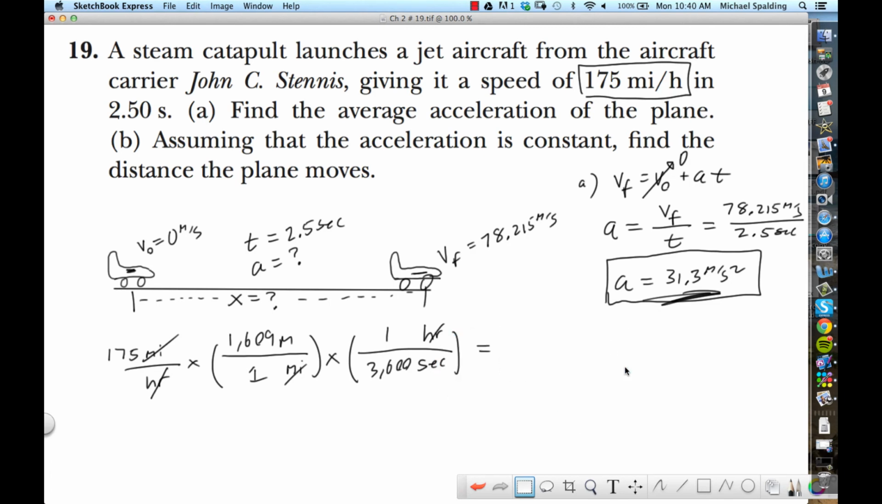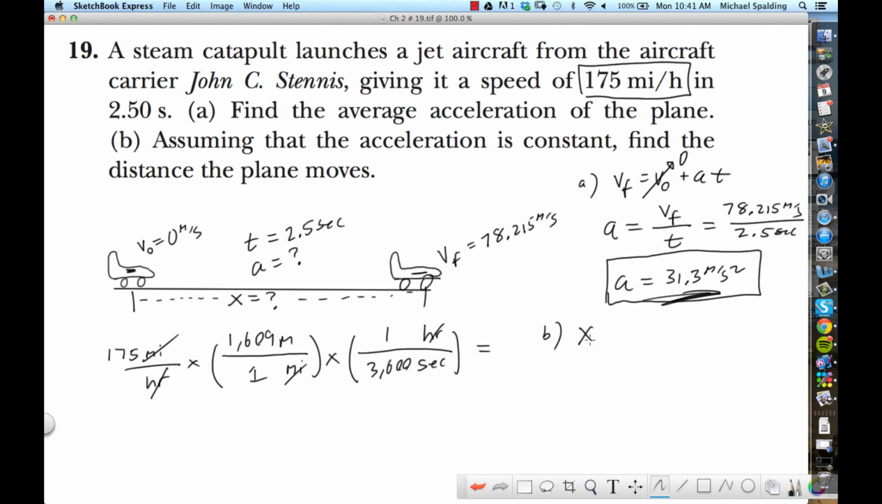Okay, B, the distance the plane moves. Here, distance is the same as displacement. Why is distance and displacement the same? Because there's no change in direction. The only time distance and displacement are different is if there's a change of direction. So we're solving for X now.